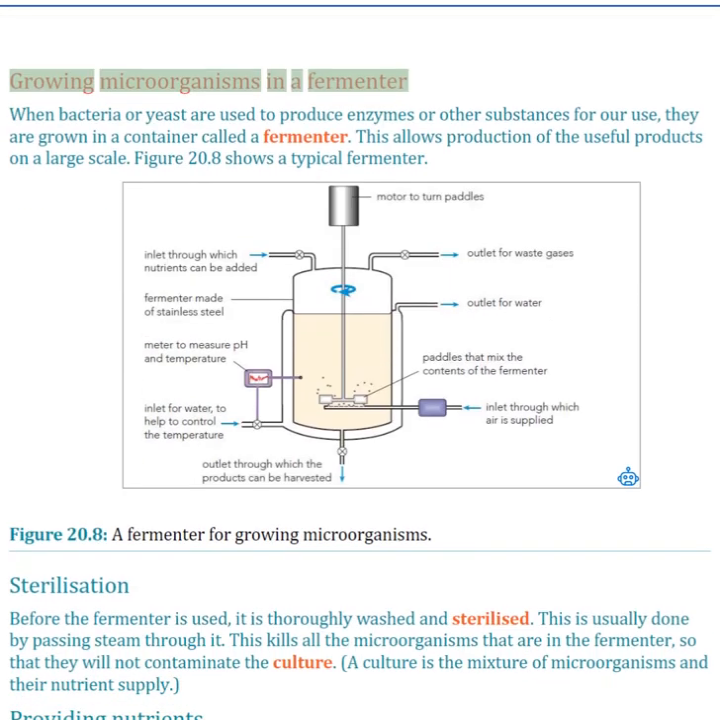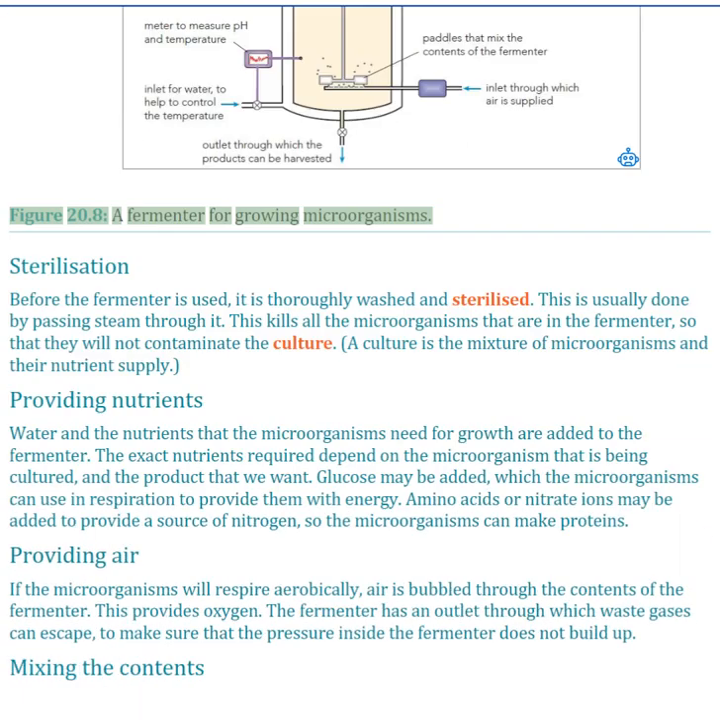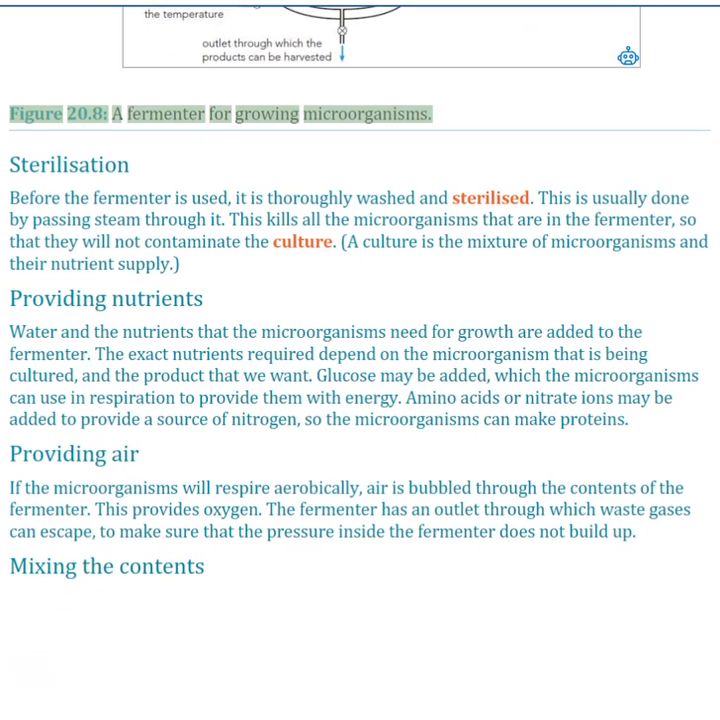Growing microorganisms in a fermenter. When bacteria or yeast are used to produce enzymes or other substances for our use, they are grown in a container called a fermenter. This allows production of the useful products on a large scale. Figure 20.8 shows a typical fermenter. Figure 20.8, a fermenter for growing microorganisms.